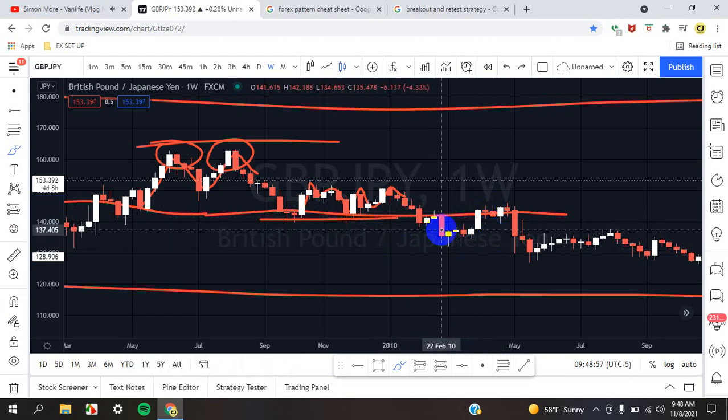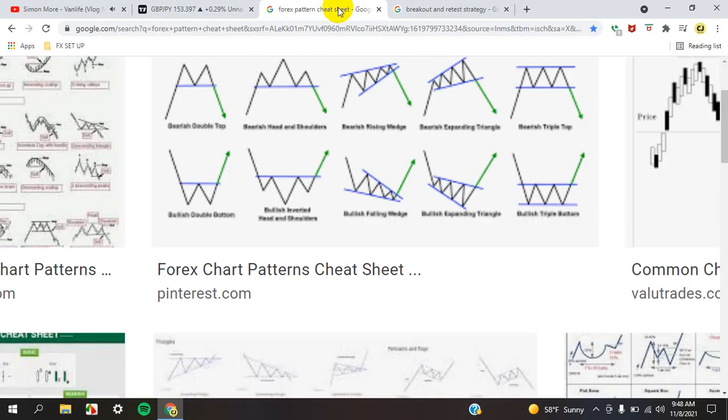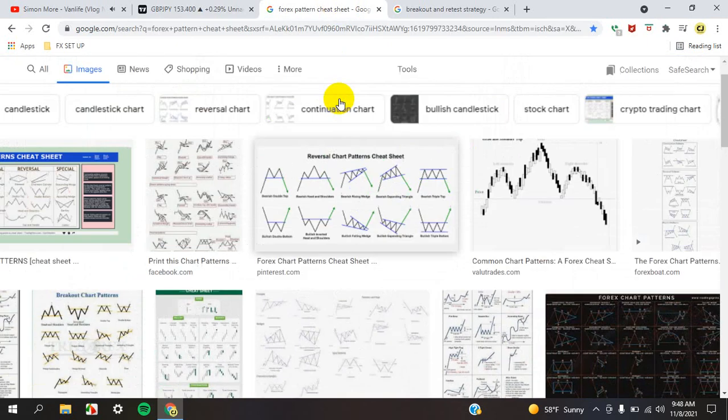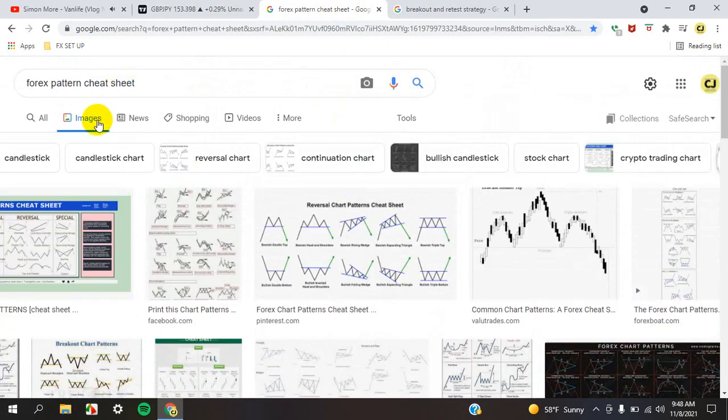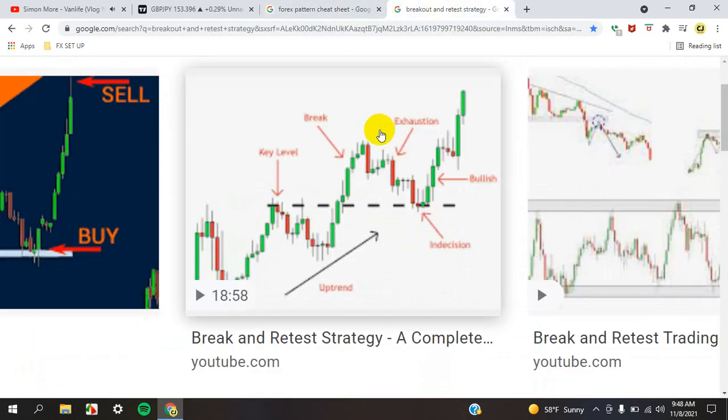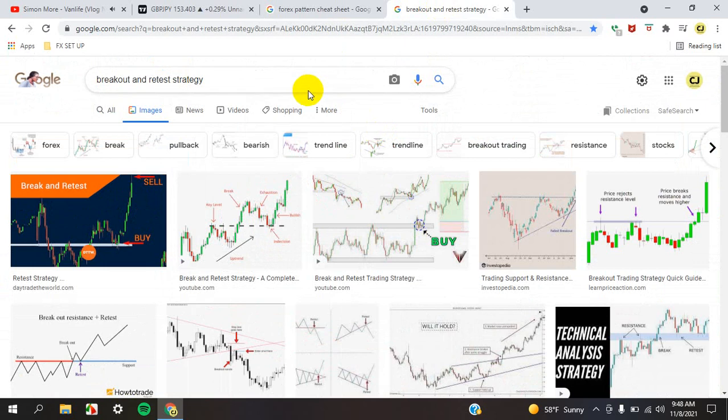So very important information, guys. Please review Forex Pattern Cheat Sheet on Google. Click on images. Just go through the images. Understand what the market is doing when it's at a high or a low. Also, very important information, guys. Please review and study breakout retest strategy. When the market is at an area of resistance, meaning the roof, what happens when the market breaks? It's going to come back and return and do what?